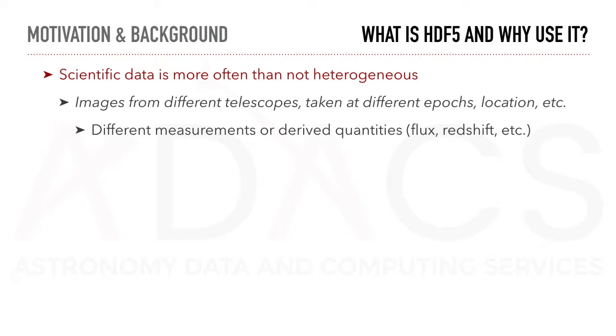In scientific activity, it's common to have heterogeneous data. For example, it is common for a scientific study in astronomy or astrophysics to use images collected from different telescopes taken at different epochs or locations. Plus, different measurements or derived quantities can be obtained from a dataset, like the flux of an object, its redshift, its position on the sky, and so on.